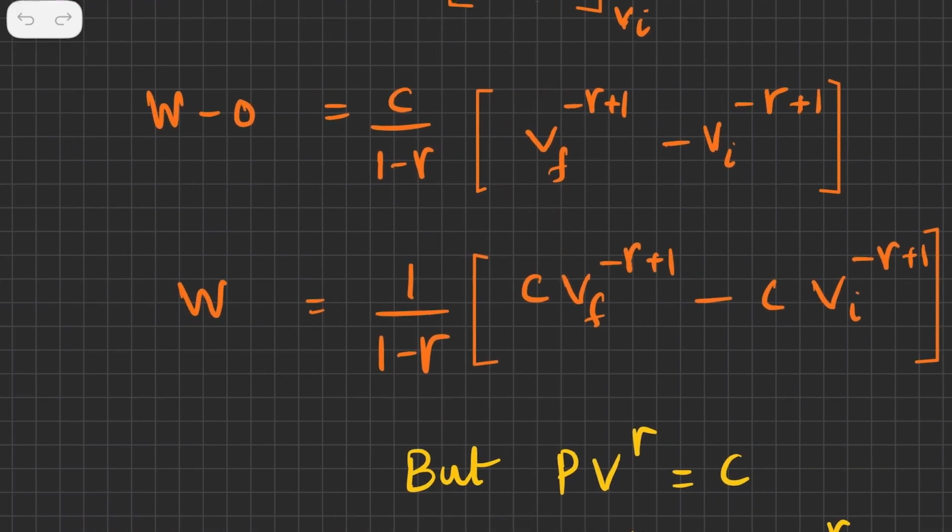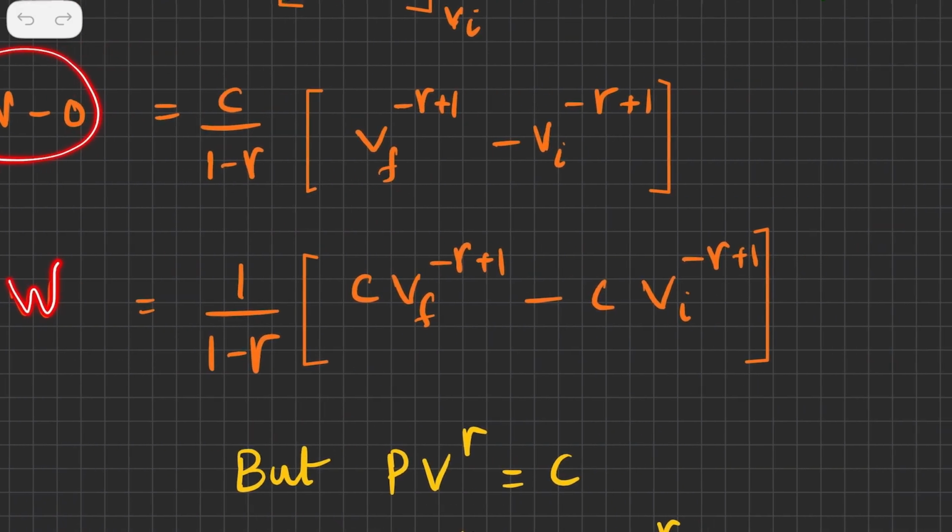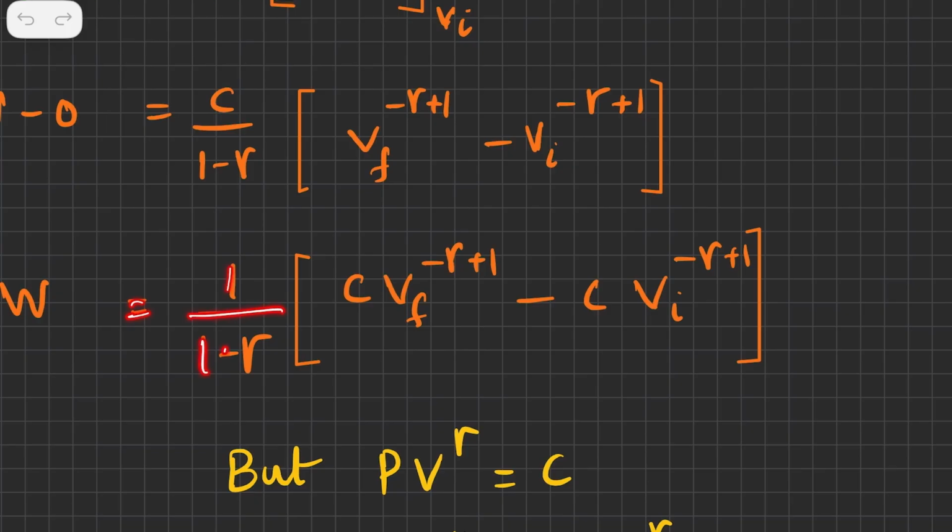Now w minus 0 stands as w equal to 1 upon 1 minus gamma. I have taken the C inside, so C multiplies here, and C multiplies over here as well.